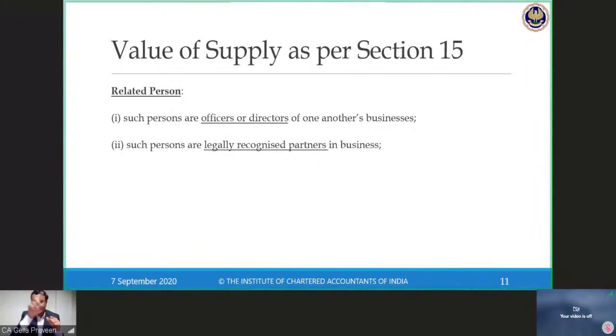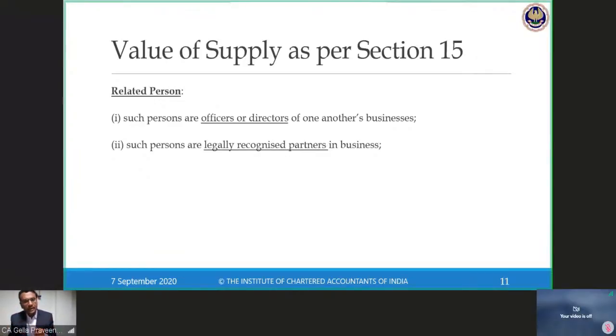If there is a transaction between related persons, where there is no consideration, Section 15 comes into the picture to say how we determine my transaction value. So for the time being, if there is a related party transaction, Section 15 subsection 1 is not applicable. We will say sorry, you do not fit into subsection 1 because it talks only about unrelated parties.